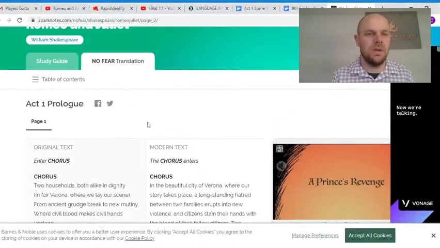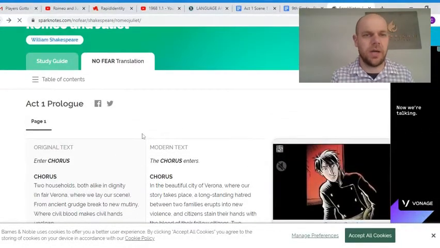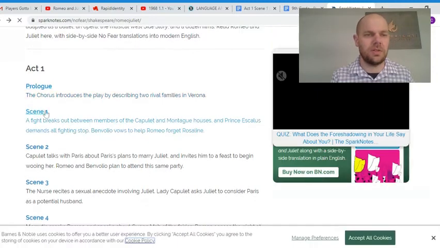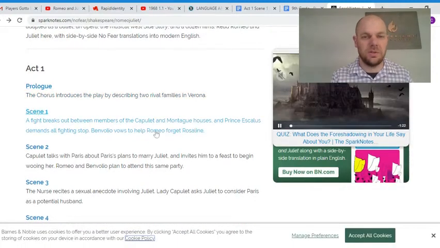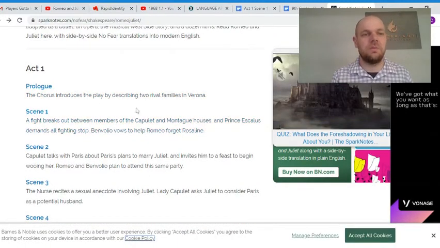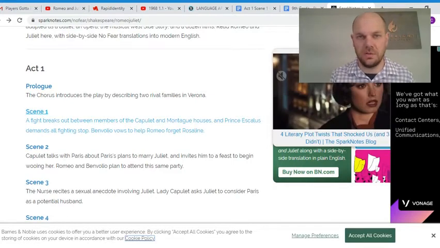We're going to read scene one. And so we'll go back to the translation, and there's scene one right there. It tells you a quick little overview. A fight breaks out between the members of the Montagues and the Capulets, which is the two families involved.